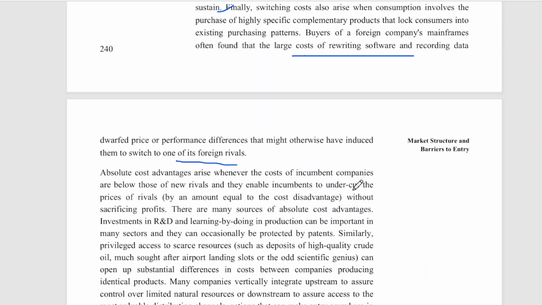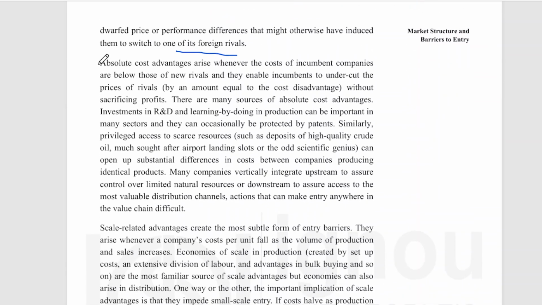Absolute cost advantages arise whenever the costs of incumbent companies are below those of new rivals, and they enable incumbents to undercut the price of rivals without sacrificing profit. So there are many sources of absolute cost advantage. Investment in R&D and learning by doing in production can be important in many sectors, and they can occasionally be protected by patent.